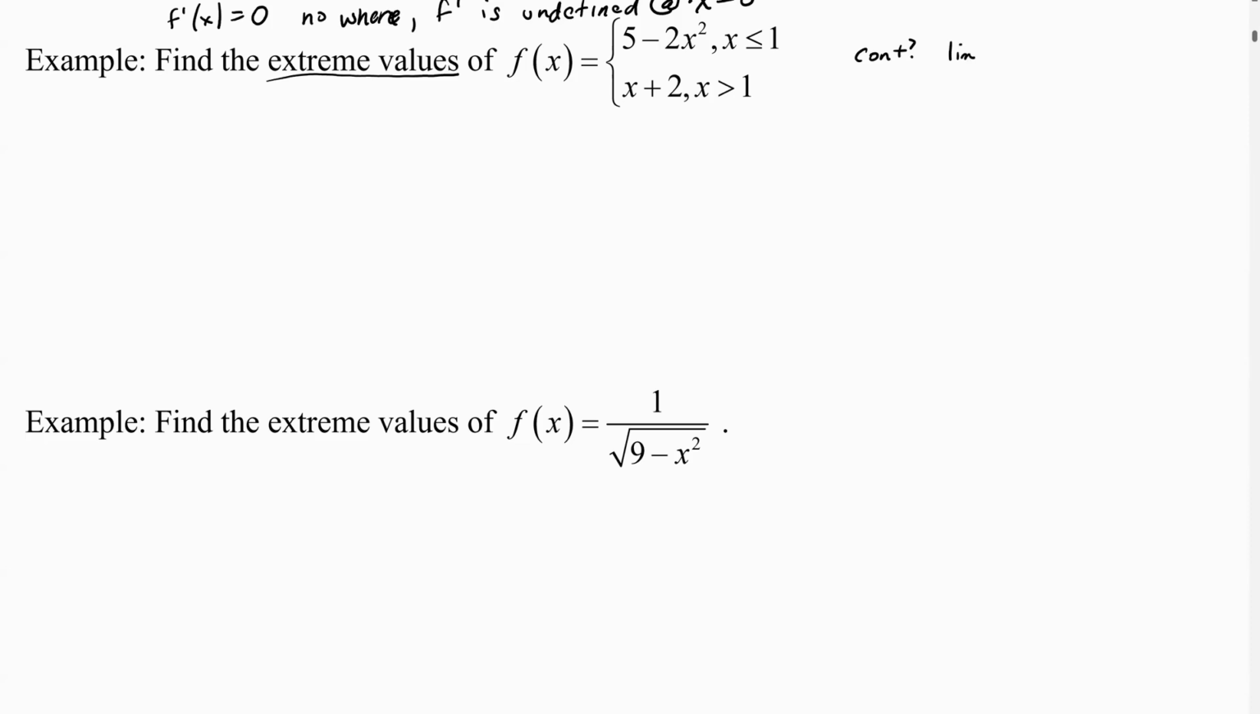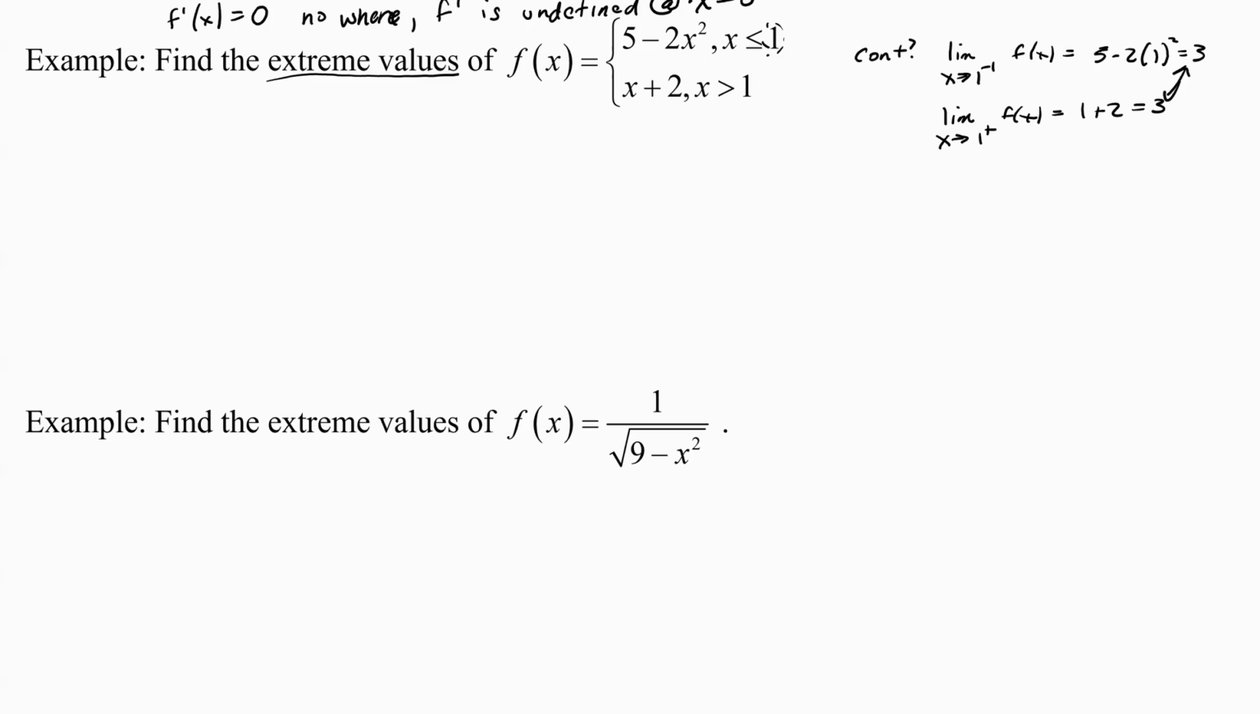What is the limit as x approaches 1 from the negative side? That would be 5 minus 2 times 1 squared, that's 3. What is the limit as x approaches 1 from the positive side? That would be 1 plus 2, which is 3. No matter whether we come at it from the right or the left, it's equal to 3. It's continuous.